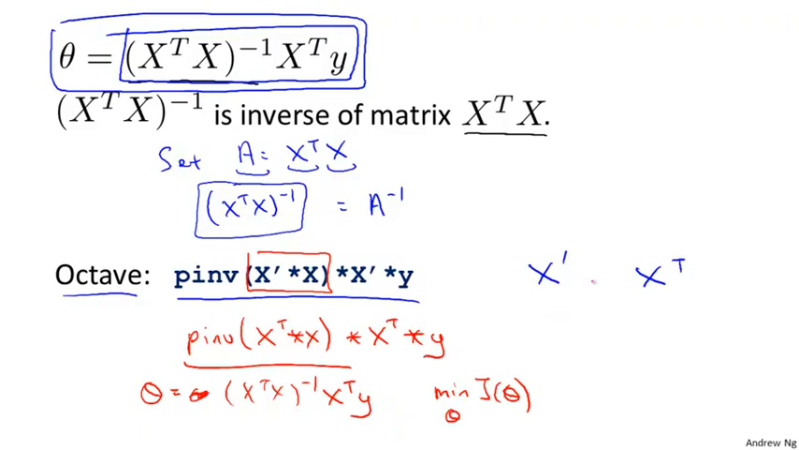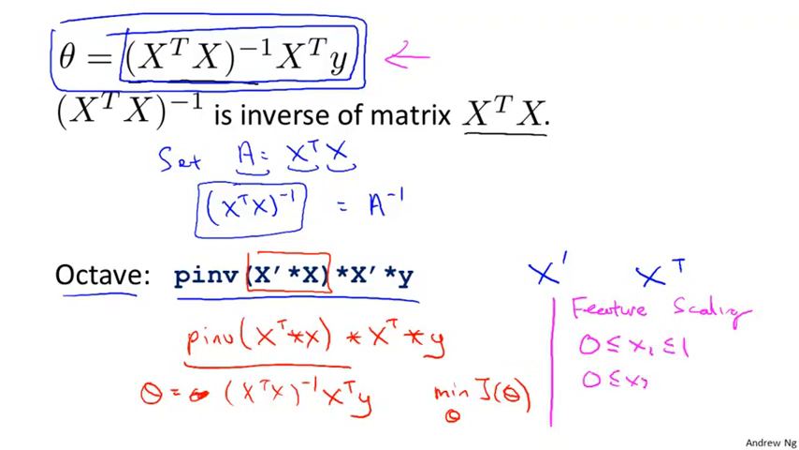One last detail. In an earlier video, I talked about feature scaling and the idea of getting features to be on similar ranges of scales or similar ranges of values of each other. If you're using this normal equation method, then feature scaling isn't actually necessary and is actually okay if, say, some feature x1 is between 0 and 1, and some feature x2 ranges from 0 to 1000, and some feature x3 ranges from 0 to 10 to the minus 5.